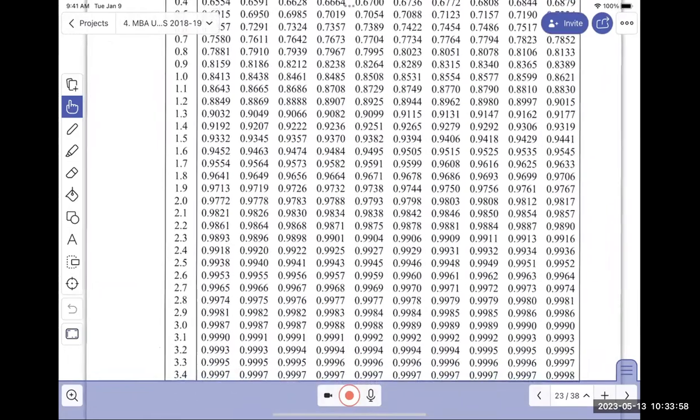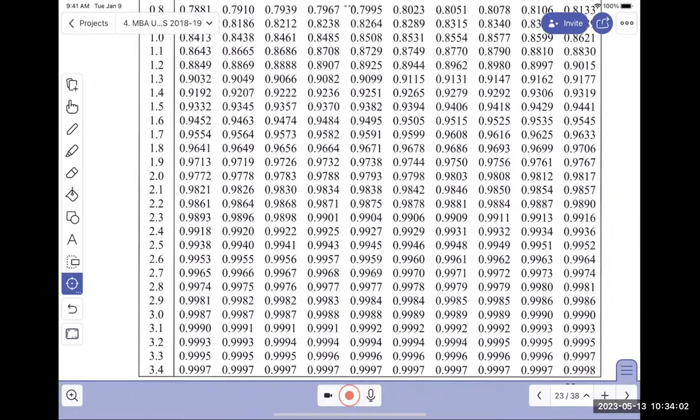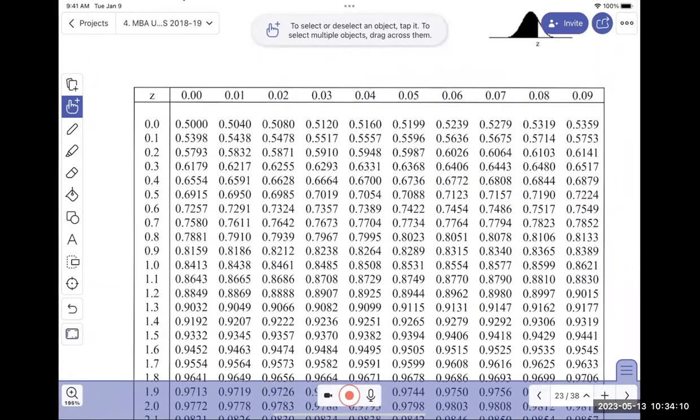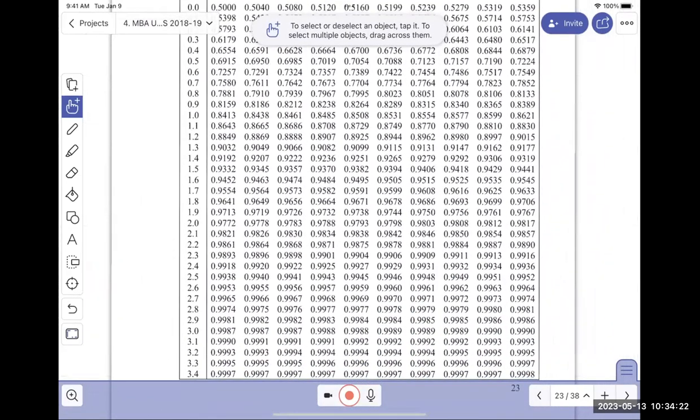So what does this table tell me? This is the 3.2, and then I have a 1. So if I go back to the top, the first column is the second digit of decimals, right? The second decimal. So I want to be in this column. 3.21.